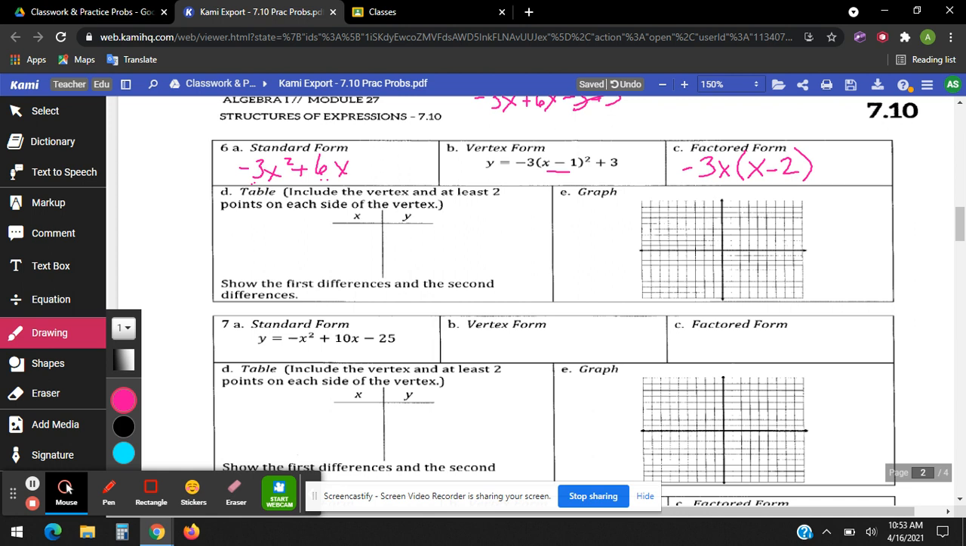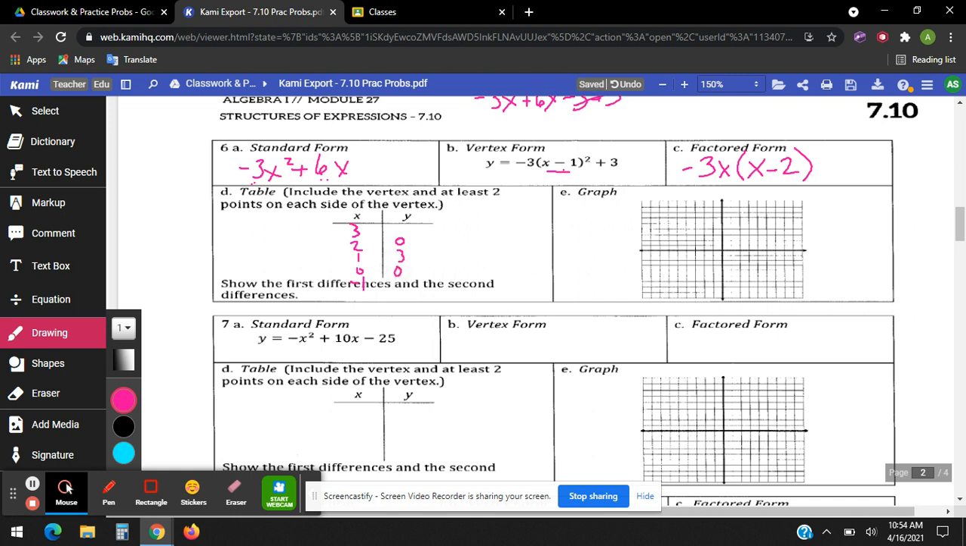Okay, and so let's see, my vertex is 1, 3. So 1, 2, 3, 2, 1, 0, negative 1. And so I need a 3 over here. So let's see here. Oh, I didn't show the first difference and the second difference on the last one. I'll make sure and do it on here. All right, so let's do 2. 2 minus 1 is 1. 1 squared is 1. 1 times negative 3 is negative 3. Negative 3 plus 3 is 0. So 2 is 0. 0 is 0.